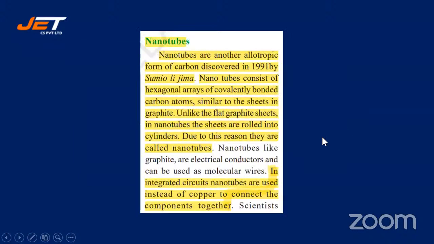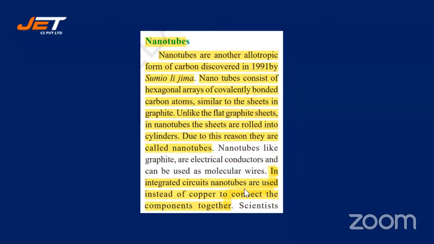Next, coming to nanotubes. Nanotubes are another allotropic form of carbon discovered in 1991 by Sumio Iijima. Nanotubes consist of hexagonal arrays of covalently bonded carbon atoms similar to the sheets in graphite. Unlike the flat graphite sheets, in nanotubes the sheets are rolled into cylinders. Due to this reason, they are called nanotubes.